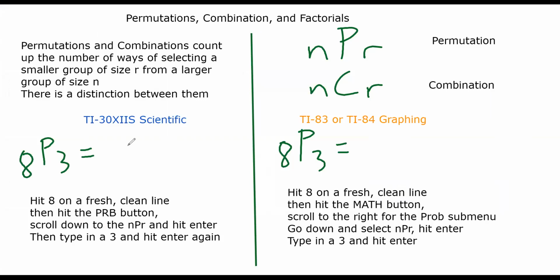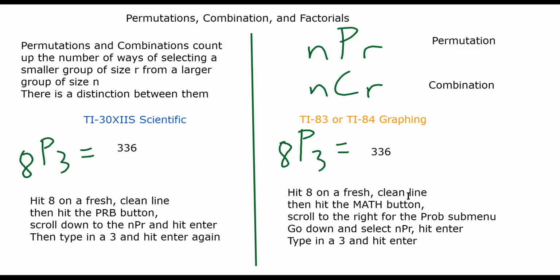And then you should be able to get what you want out of that. What are y'all getting for 8P3? Let's see. 336. Yep. Very good. You should get 336 for that.